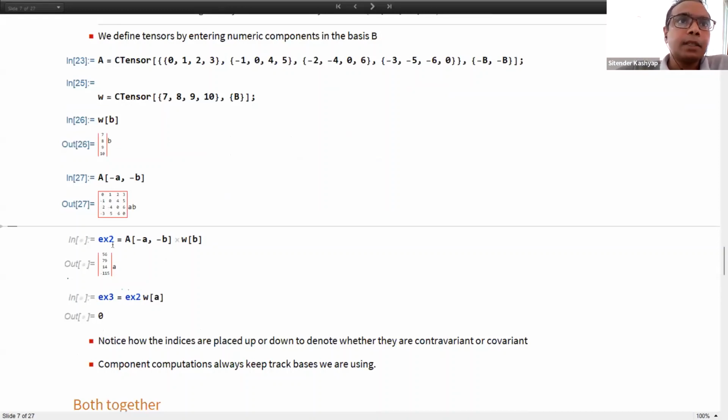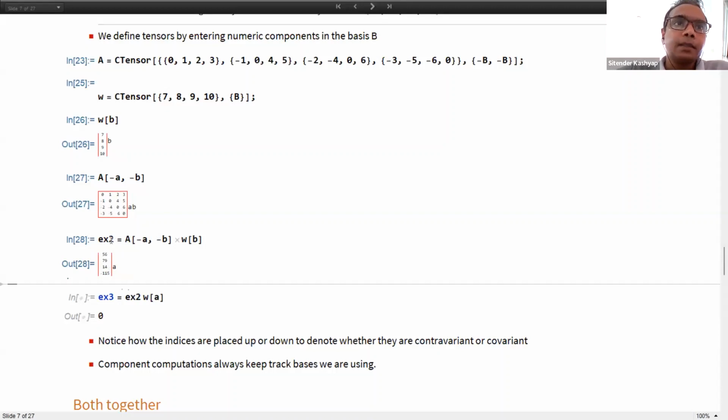Okay, let's define this quantity. Let's multiply A with WB. You see what it has done? It has essentially multiplied this matrix with this vector and given another vector. And notice that it was a contravariant second rank tensor, and W is a contravariant vector. So obviously the result will be a covariant vector, and that's what we are getting.